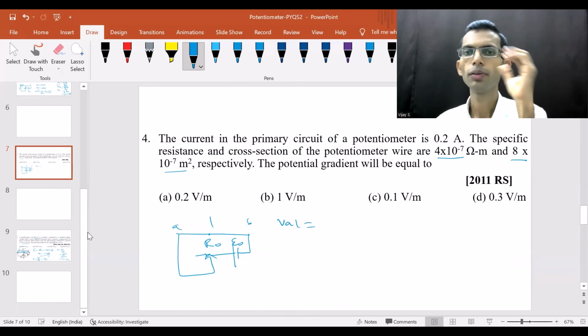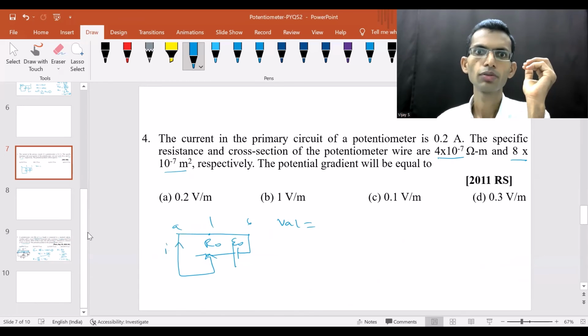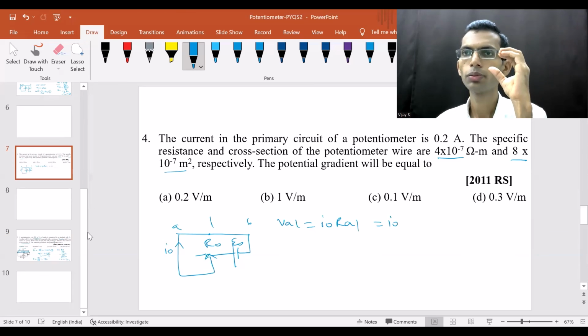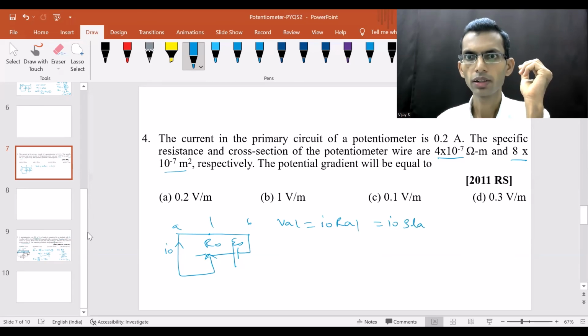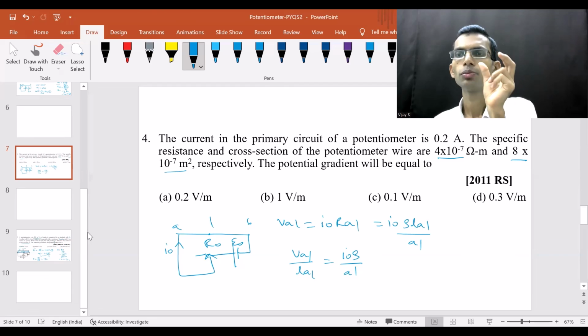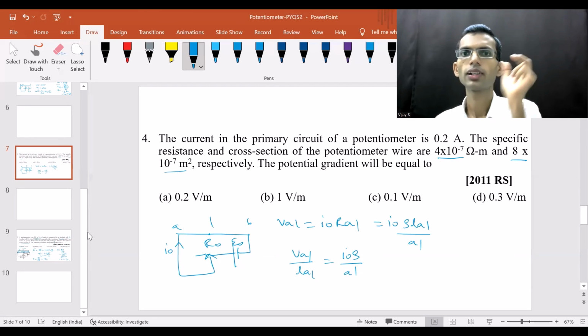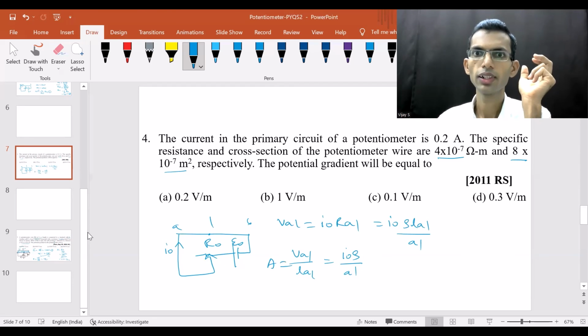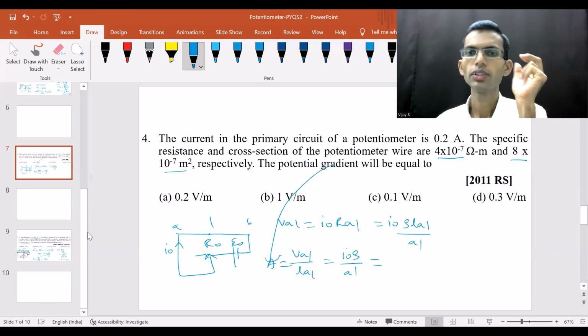That is equal, from Ohm's law, to I0 into RA1, where I0 is the current flowing through the primary circuit and RA1 is the resistance of the wire between A and 1. That is rho LA1 by A dash. When we take LA1 that side, we get VA1 by LA1 equal to I0 rho by A dash. VA1 by LA1, potential difference across that length, is potential gradient. Clear? Which is equal to I0 rho by A dash. We know I0.